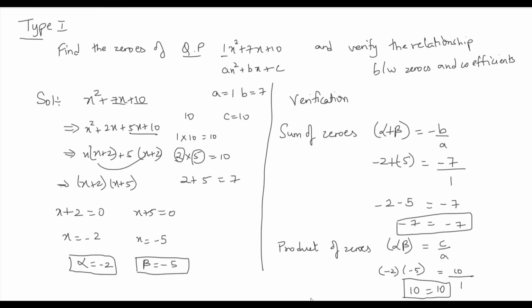This is our type 1 sum where they'll give us a quadratic polynomial, finding zeros, then verify. First type.